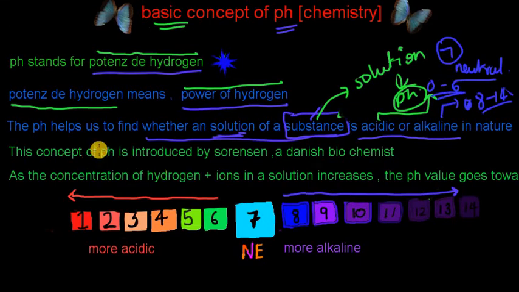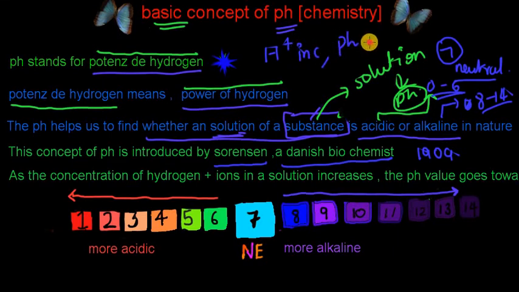This concept of pH was introduced by Søren Sørensen, a Danish biochemist. He introduced this concept in 1909. He said that when the number of hydrogen ions in a solution increases, the pH moves towards the left. That means it is going towards acidic values.